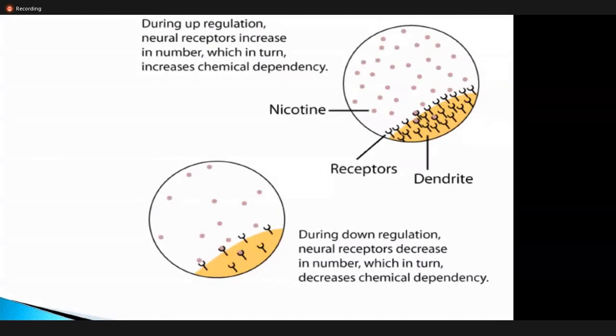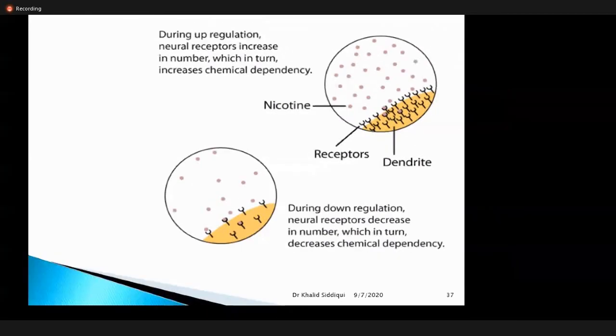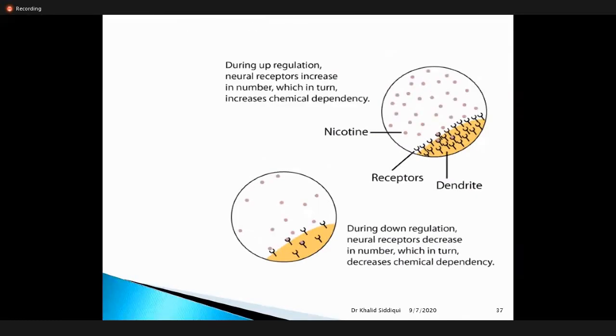This is an example of the nervous tissue, but specific receptors for the specific hormone are present over the specific organ.